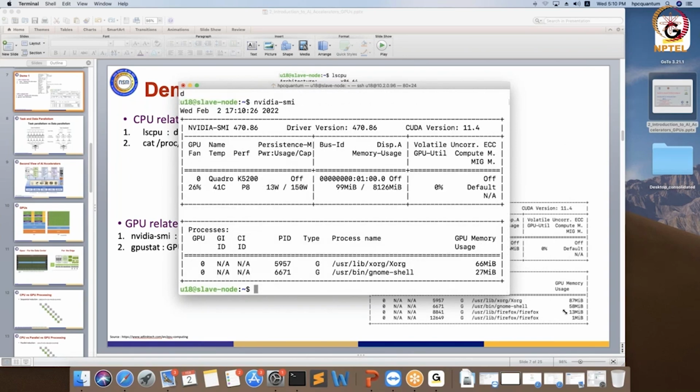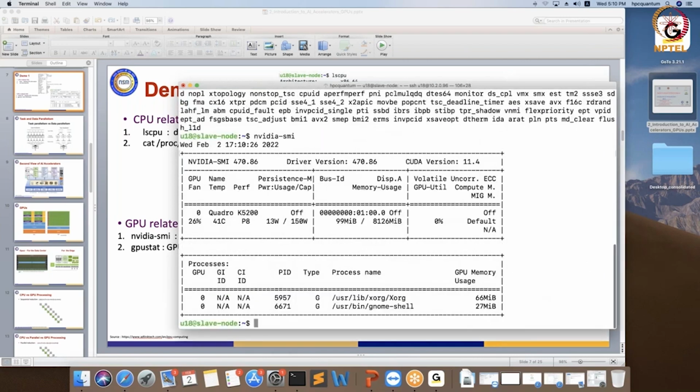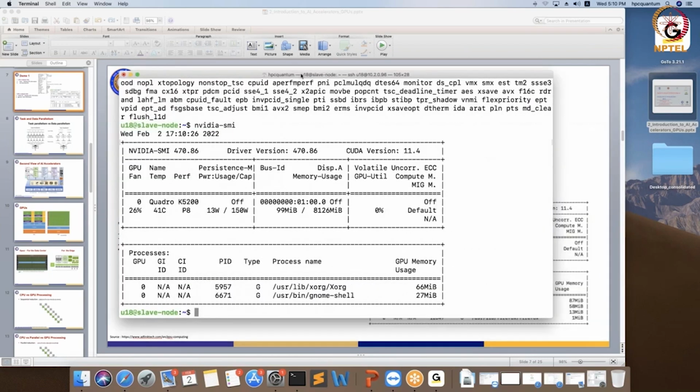This particular system has a Quadro K5200 GPU. So this tells about the GPU number, the name, and all of this, like fan speed, compute mode, the index. You can go through this in detail afterwards, but you get the information about this particular GPU. Now let us go to another place.